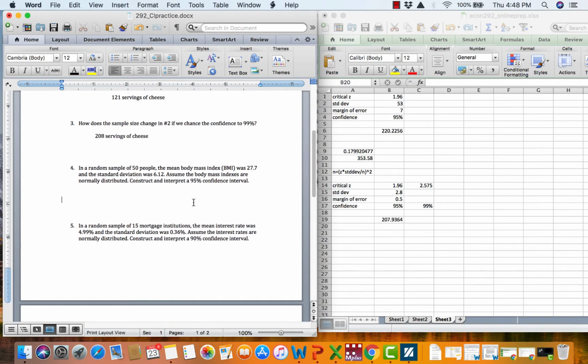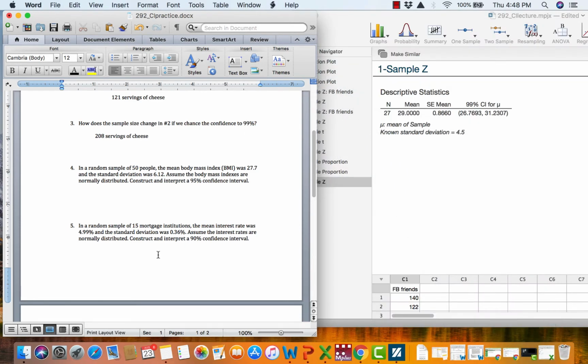All right, number 4. In a random sample of 50 people, the mean body mass index, BMI, was 27.7 and the standard deviation was 6.12. Assume the body mass indices are normally distributed. Construct and interpret a 95% confidence interval. Okay, so again, we're reading the word mean, we're reading standard deviation. We know this is going to be Z or T. The question is, which one? Well, what do you think?